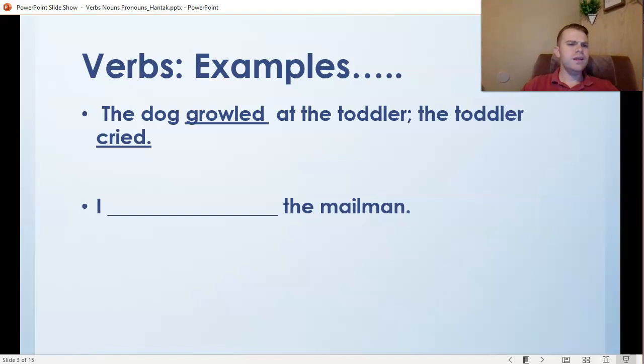I think in your notes you have "I blank the mailman." Take a moment if you haven't yet and just add an action verb right there. Maybe take a moment, pause the video, and share that out as a class. What are some of those appropriate verbs that you put into the blanks?